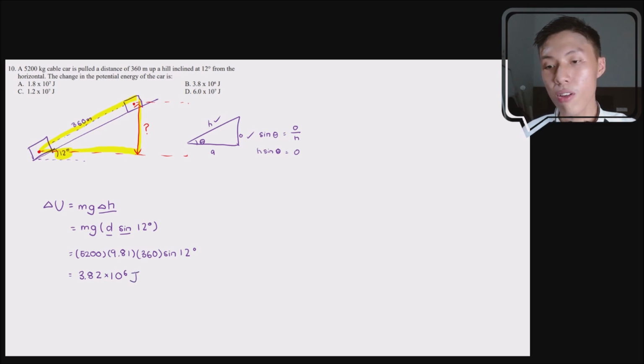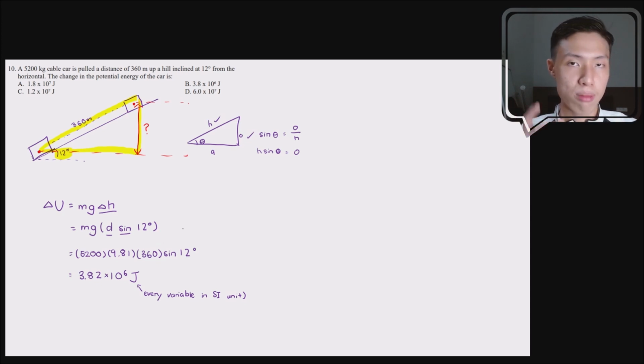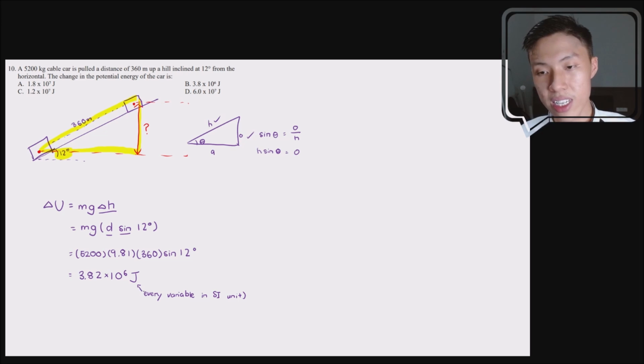Okay, always remember, if you're calculating anything with joule, make sure every variable is in SI unit. Okay, if you have length, then make sure it's in meter. If you have time, make sure it is in second. Okay, then only you are able to determine the energy in the unit of joule, because joule is actually Newton meter, so it's actually kg m s negative 2 times meter. Okay, so everything is in SI unit if you are doing things involving energy.